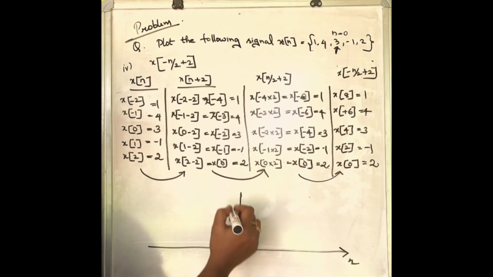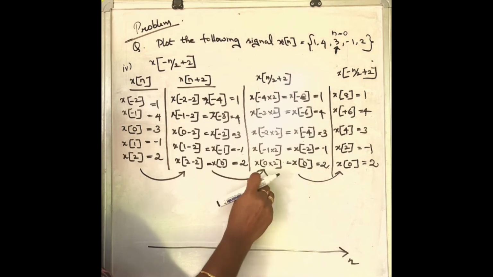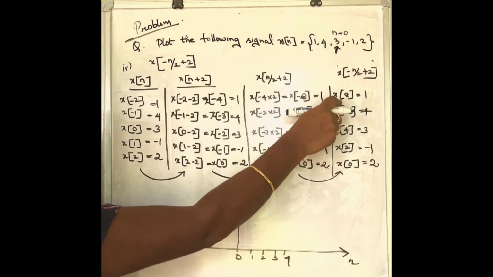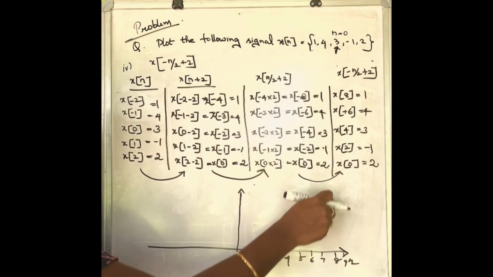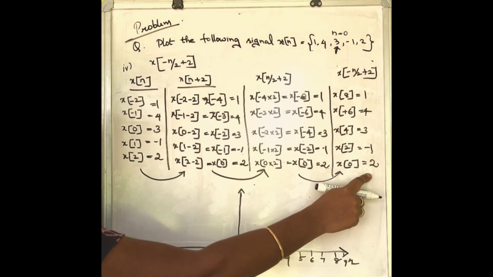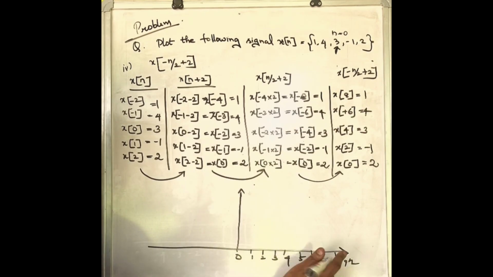N. X of, we'll write it in the end. Okay. 0, 1, 2, 3, 4. We will need it till 8. 5, 6, 7, 8, 9. We won't go for minus because there is no value. So we won't plot it, just leave it. Okay, now plot the amplitudes accordingly. So x of 8 is 1. X of 8 is here. The value is 1.